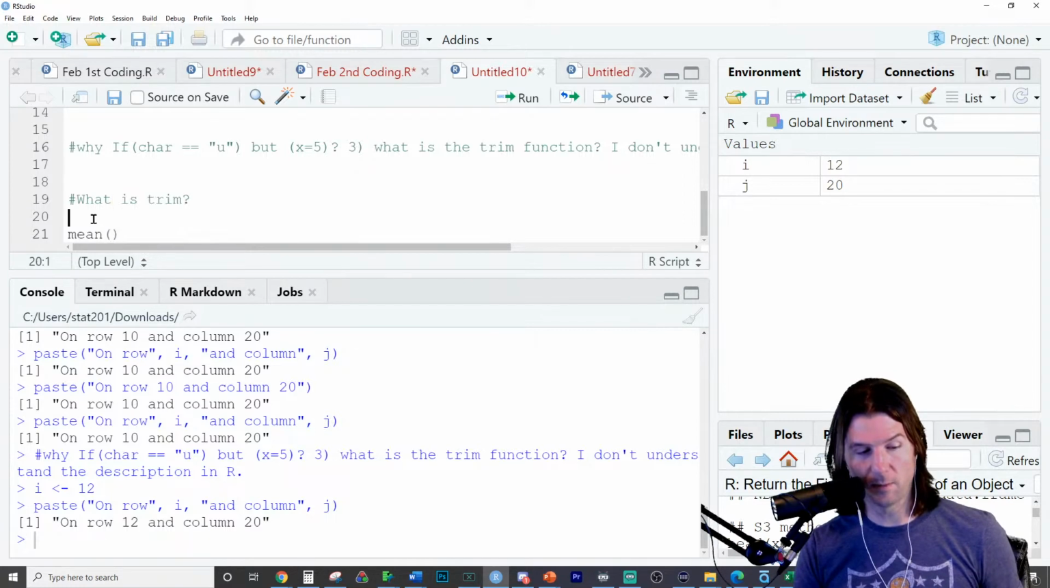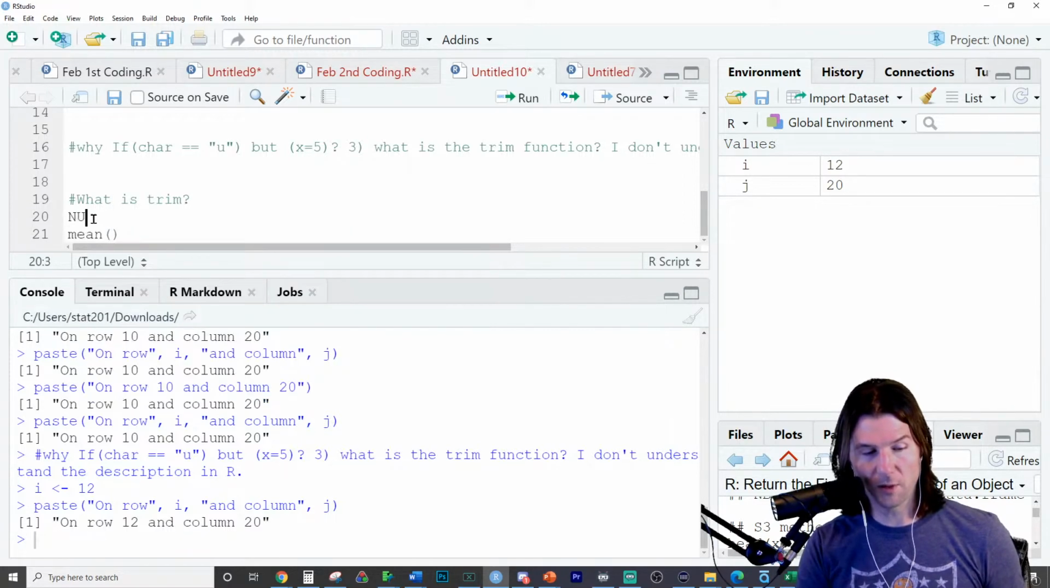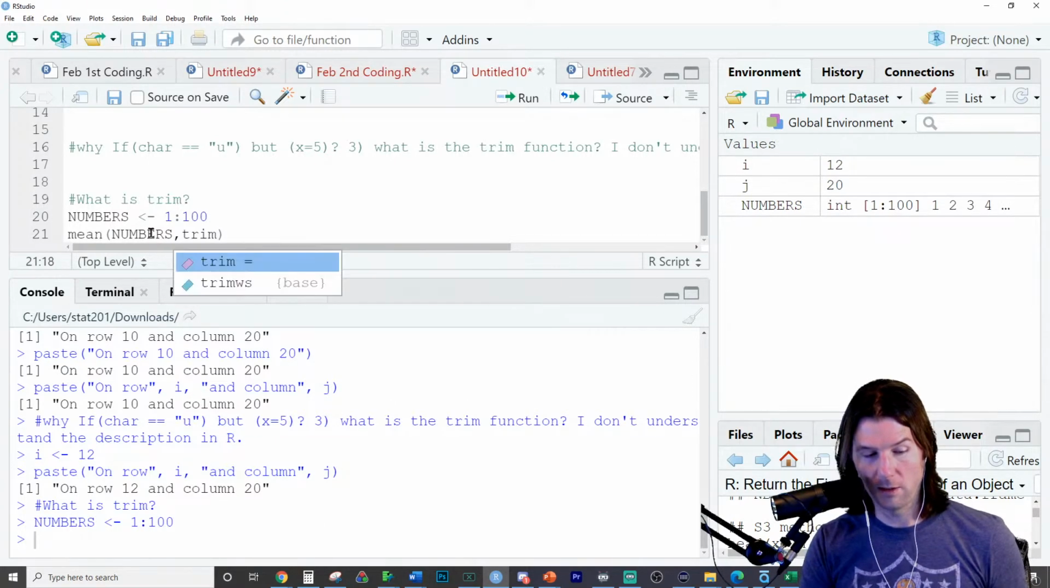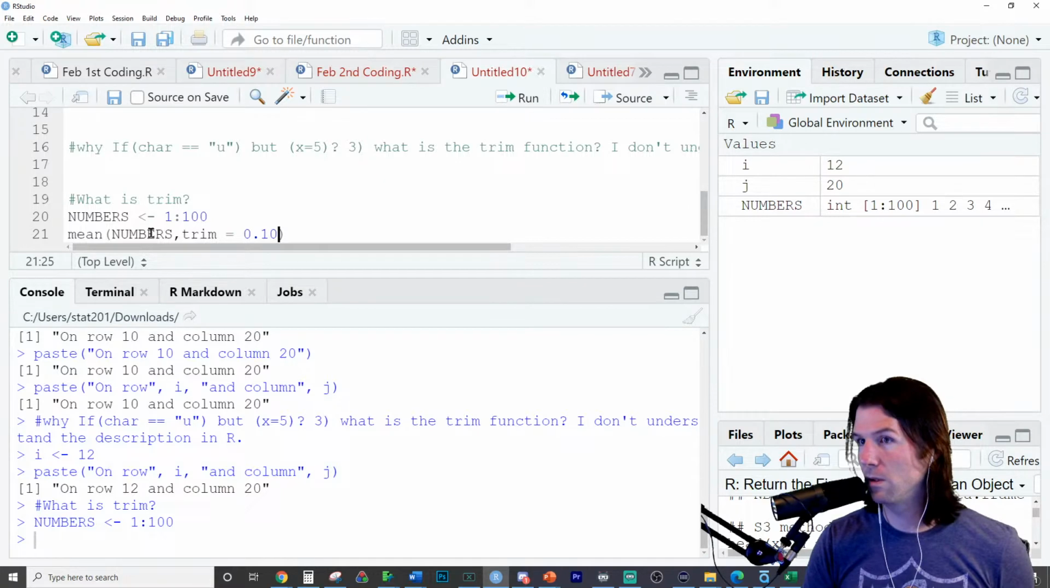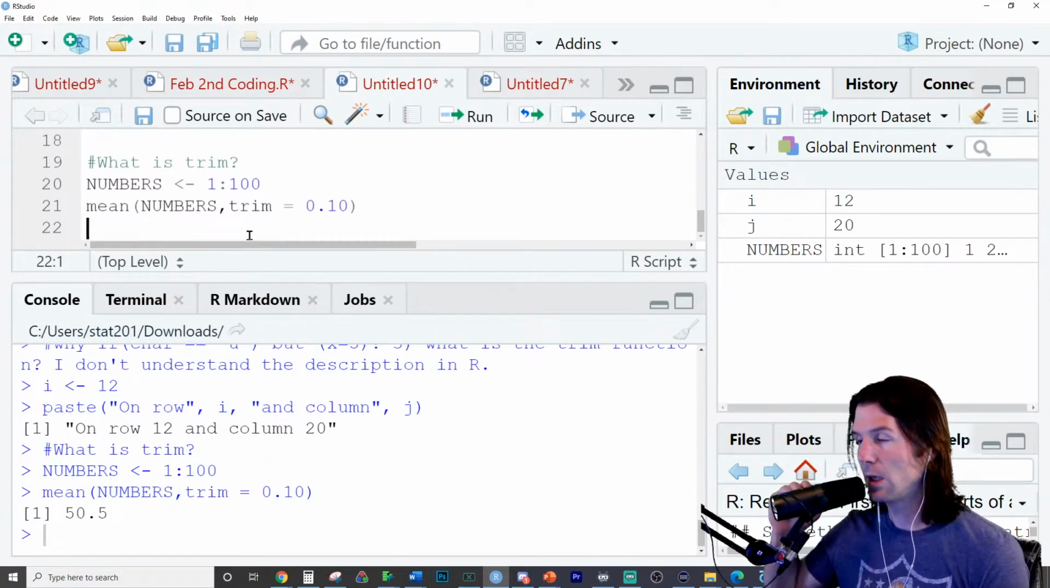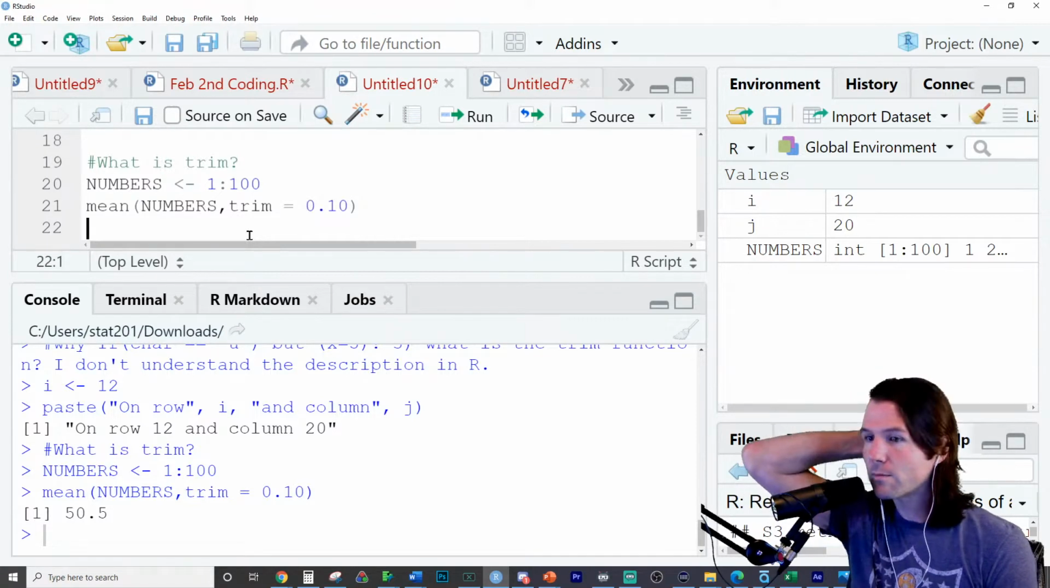And let's get a vector of numbers. So let's just do numbers right here, and let's do numbers 1 through 100. And I think you're referring to this. Are you referring to this? Yeah, it looks like you're saying yes, that this is what you are referring to right here. And what is trim?